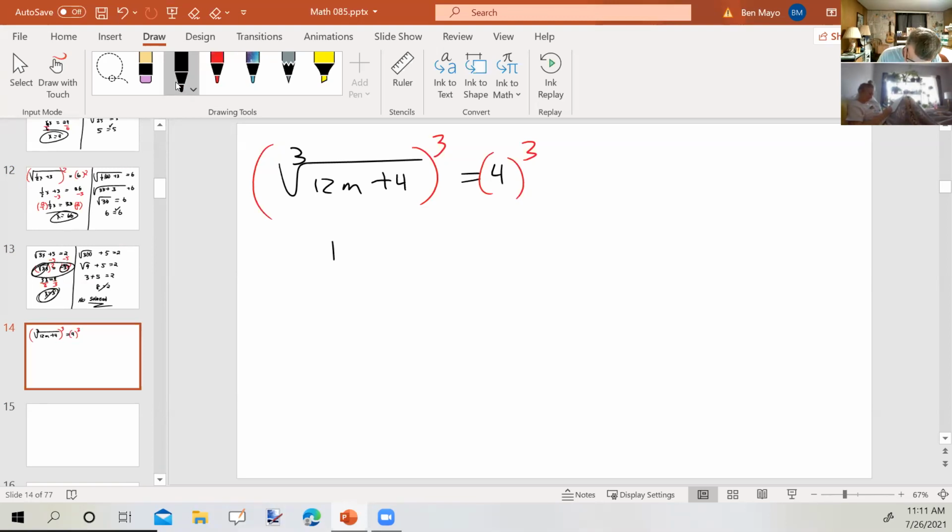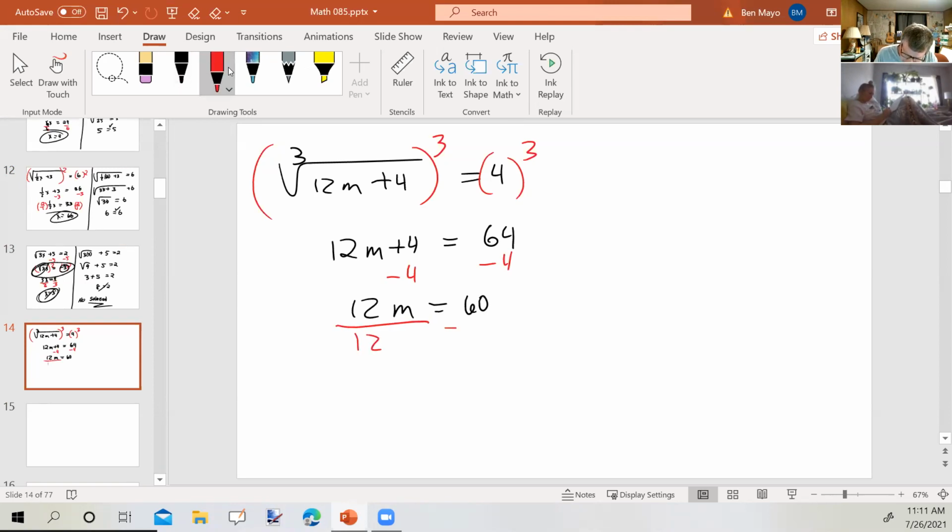So now on the left side of the equation, I've got 12m plus 4. On the right side, I've got, what is that, 64? 4 times 4 is 16 times 4 is 64. Okay? So now to solve for m, we'll subtract 4 from both sides. 12m equals 60. Then divide both sides by 12. M equals 5. Let's check our work.